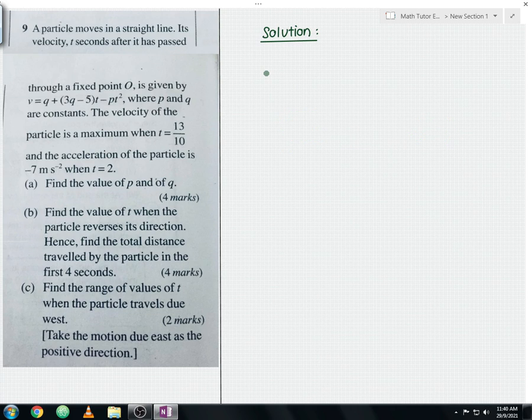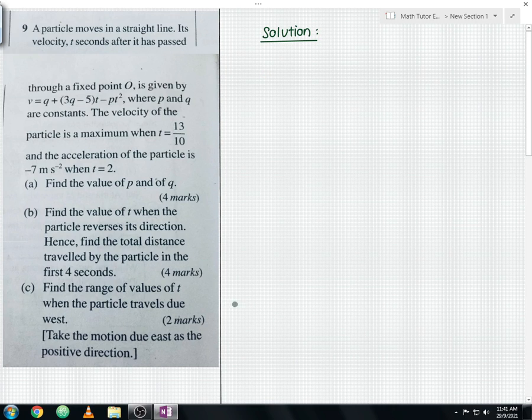Okay, let me read the question now. A particle moves in a straight line. Its velocity t seconds after it has passed through a fixed point O is given by v equals q plus (3q minus 5)t minus pt², where p and q are constants. The velocity of the particle is a maximum when t equals 13/10 and the acceleration of the particle is negative 7 meter per second square when t equals 2.